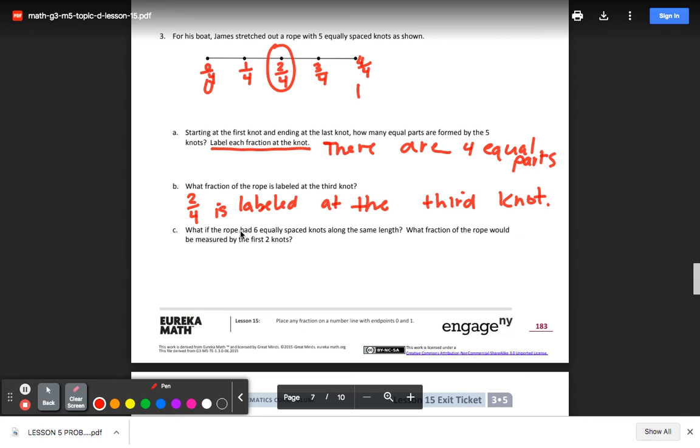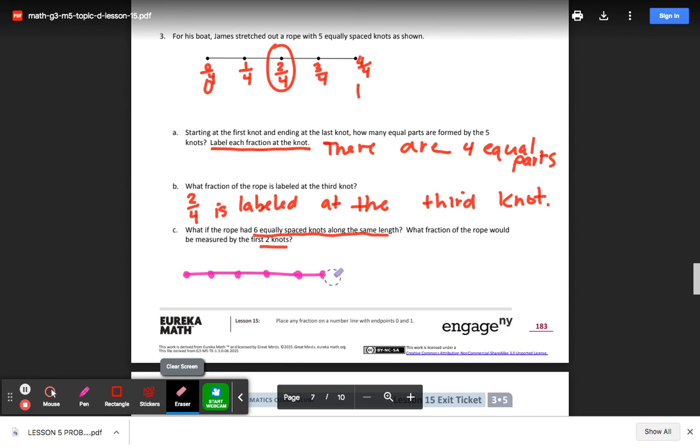Okay. What if the rope had 6 equally spaced knots along the same length? What fraction of the rope would be measured by the first 2 knots? Well, let's look at this rope in a different way. Okay, so let's say that we have our rope here and we're adding a knot. So there's 1, 2, 3, 4, 5, 6. Okay, so let me go back and erase a little bit of my rope. All right, so that gives us 6 knots. 6 knots. So now let's label our rope.